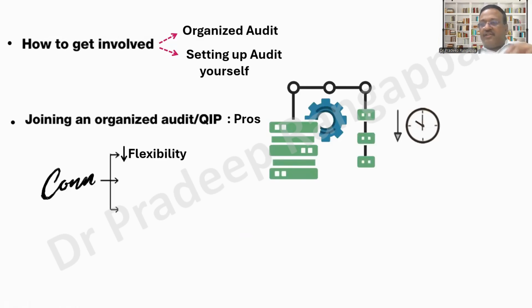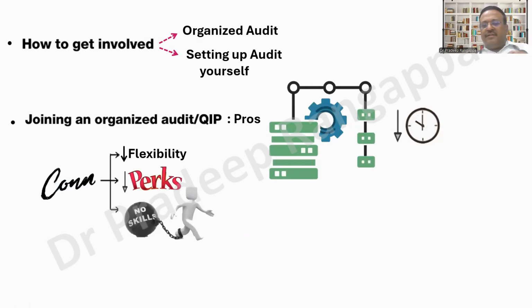And the cons are there is no flexibility. You cannot put your new innovative thoughts into this organized audit. And there is no ownership because you are not coming with your own think tank and telling them that this is what we can do. And there are no new skills because people have already put the thought in place. You are just executing whatever SOP is put in place. So there is nothing innovative in this. There is nothing new you are bringing to the table. So this is an organized audit.